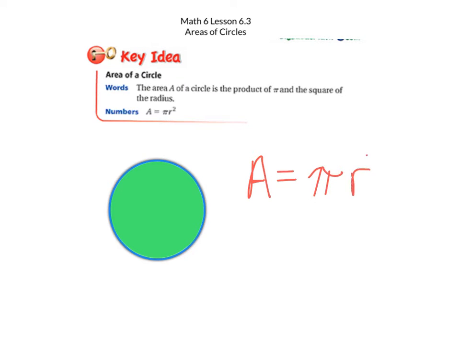times the radius squared. Okay, now remember, when you have radius squared, that's like saying radius times a radius, however many number of times this is. And pi is 3.14. All right, so let's practice this. Let's go look at an example. Please put this in your journals.